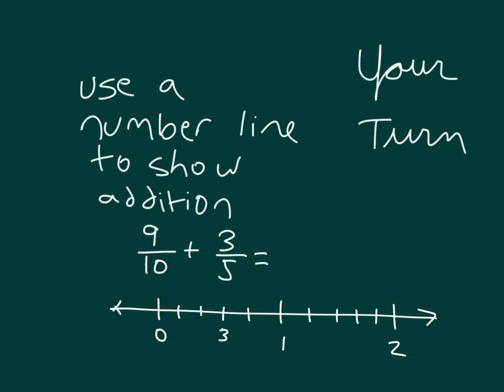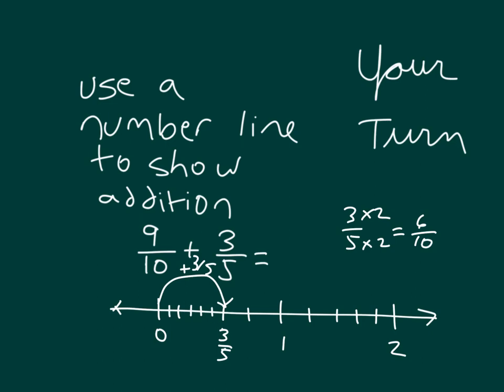We started with 3/5 to be able to add 9/10 to it. So here's plus 3/5. Yes, you could have modeled the 9/10 first and then added the 3/5. And then to get from fifths to tenths, we would multiply by 2 in the numerator and in the denominator. So 3/5 is actually 6/10.